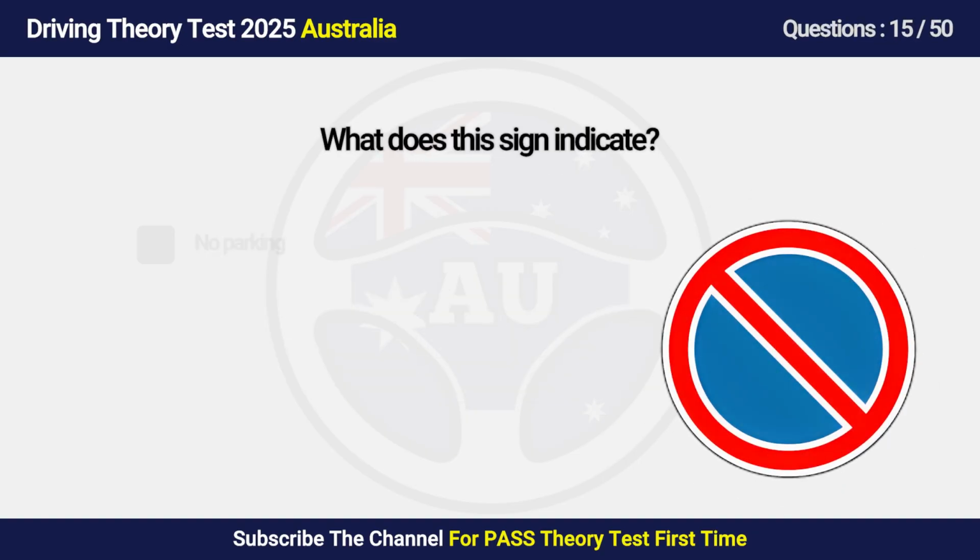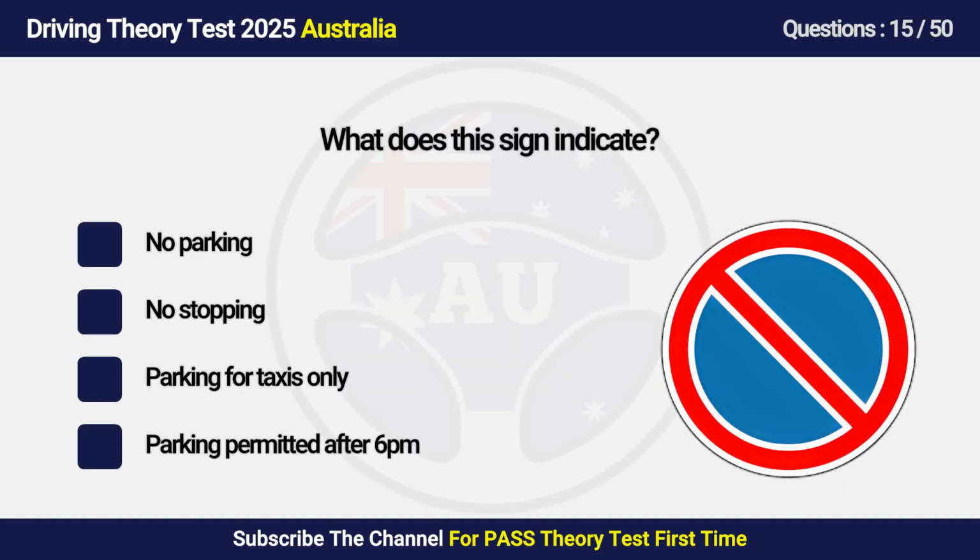Question 15. What does this sign indicate? A. No parking. B. No stopping. C. Parking for taxis only. D. Parking permitted after.